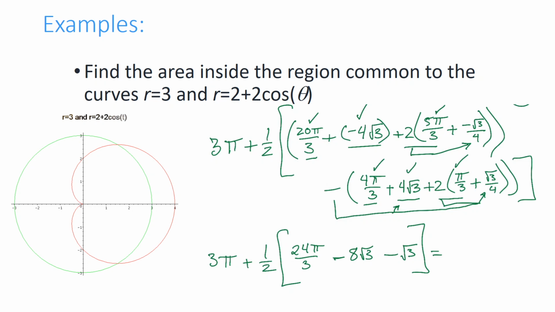Oh, what a pain, right? Okay, so we got 1/2 times 24 pi over 3, which is 8 pi, times 1/2, 4 pi. So that's going to be a total of 7 pi plus or minus 9 radical 3 over 2. Done. Phew.